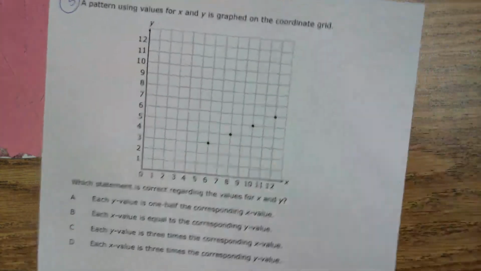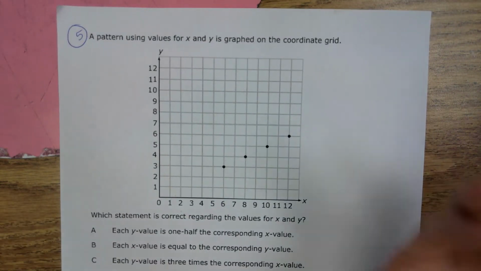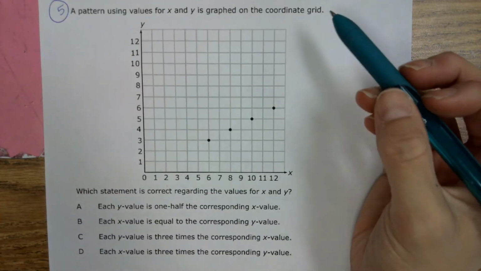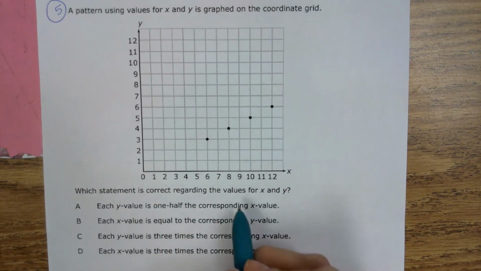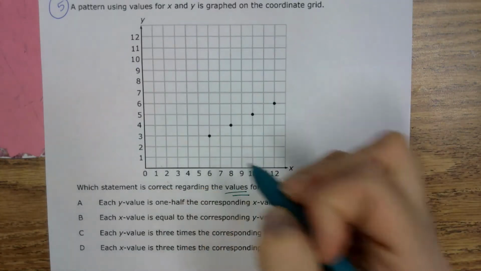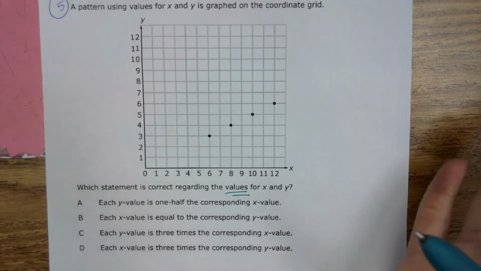Let's keep going. So let's look at number 5. It says a pattern using values for x and y is graphed on the coordinate grid. Which statement is correct regarding the values for x and y? Remember, values, what it's worth. So I'm going to go ahead and write my coordinates for each of these points. That's always a good thing to do.